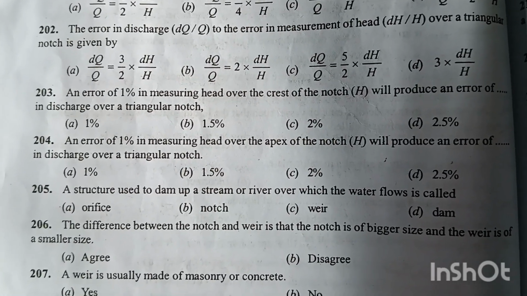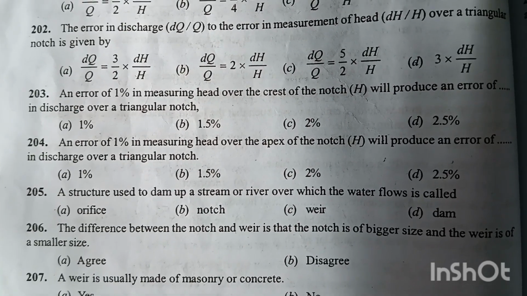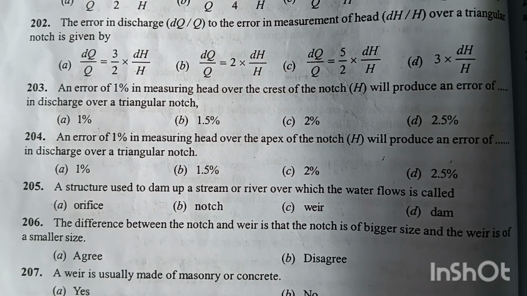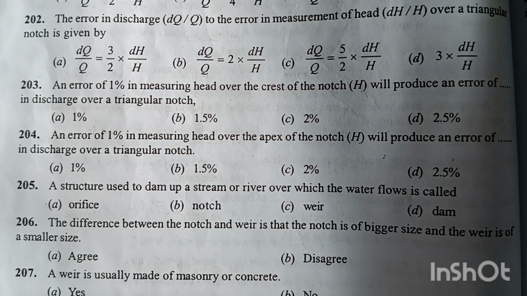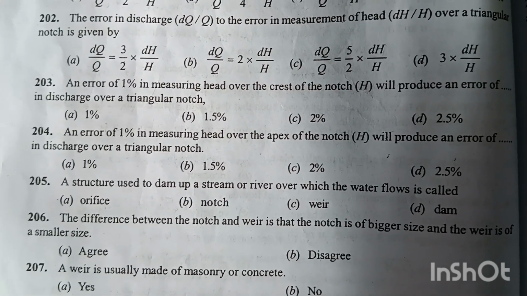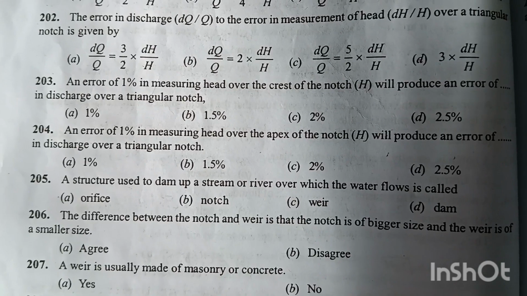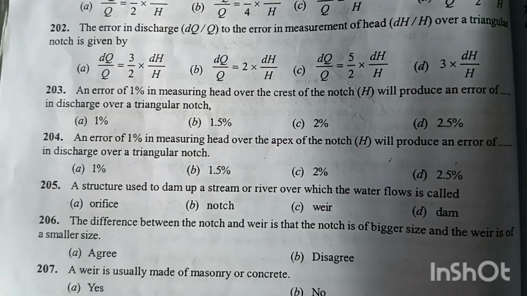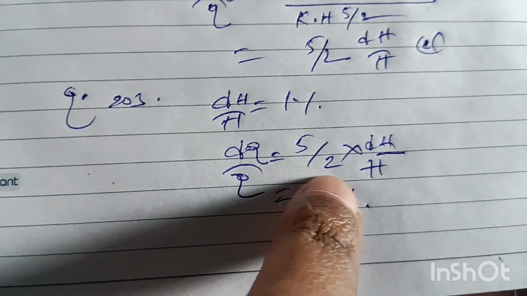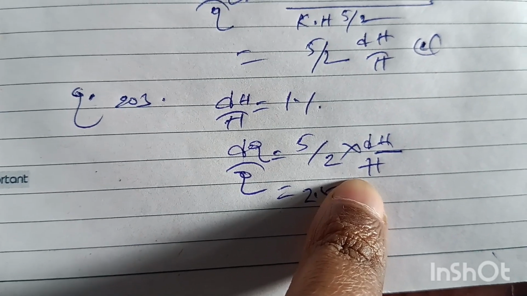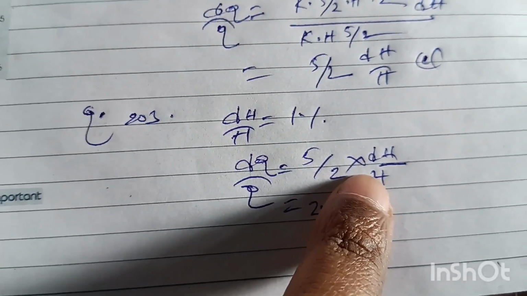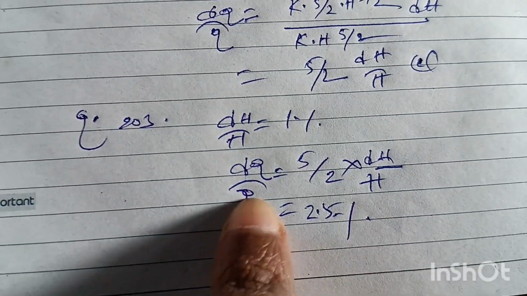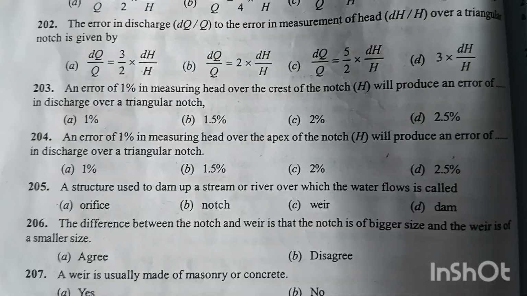Question number 203. An error of 1% in the measuring head over the crest of the notch H will produce an error of what percentage in discharge over a triangular notch? The error in the head is given, so you have to find out the error in discharge. In case of a triangular notch, we know the error in the discharge dQ by Q equal to 5 by 2 into dH by H. Here dH by H, that means the error in the head, is given as 1%. So if we put the value, we will get dQ by Q equal to 2.5%. So option D is the right answer.